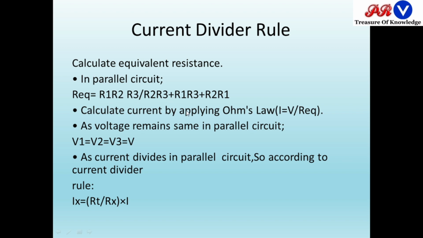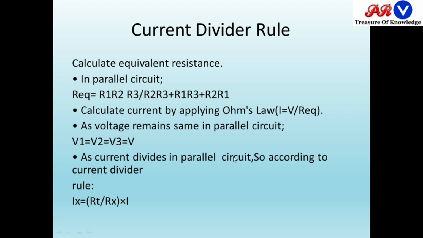Now we will calculate the total current by Ohm's law: I is equal to V by R equivalent. So we will get the total current in the circuit. As we are using a parallel circuit, the voltage across each resistance must be equal: V1 is equal to V2 is equal to V3.